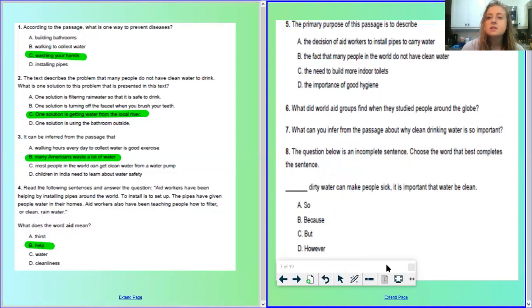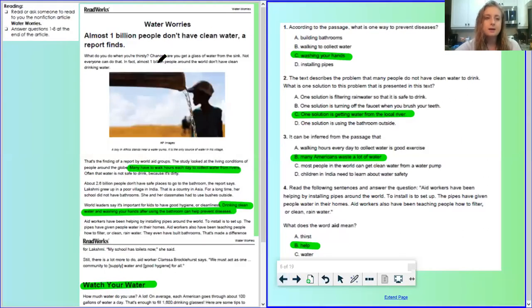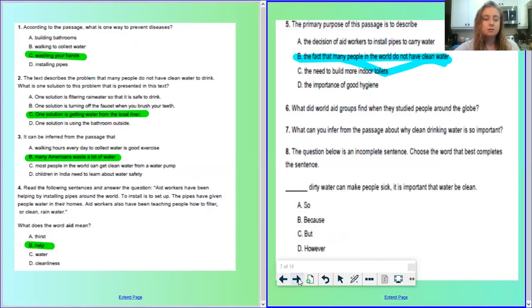The primary purpose of this passage is to describe A, the decision of aid workers to install pipes to carry water, B, the fact that many people in the world do not have clean water, C, the need to build more indoor toilets, or D, the importance of good hygiene. Guys, this is like a main idea question. The main idea of this passage is to talk about how a lot of people don't have clean water. I'm looking for B as my answer. Look at the title. The title is Water Worries. Almost 1 billion people don't have clean water. That is the overall main idea, and it happens to be the title as well.